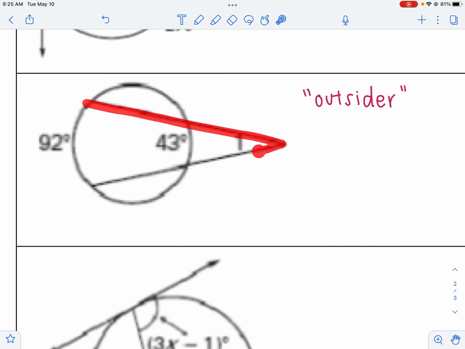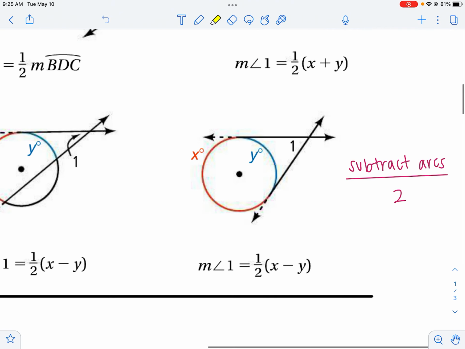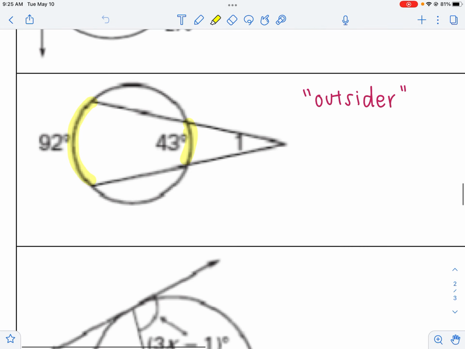So the outsider, as we see, takes it, and then we have these little arcs that cut the circle. I don't want the outside parts, but I can see that to get that, I have those arcs right there. So let's go back and look at the outsider rule. The outsider rule is to subtract the arcs and then divide by 2. So going back, I'm going to subtract the arcs.